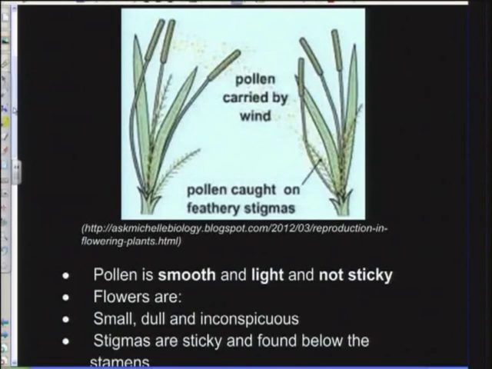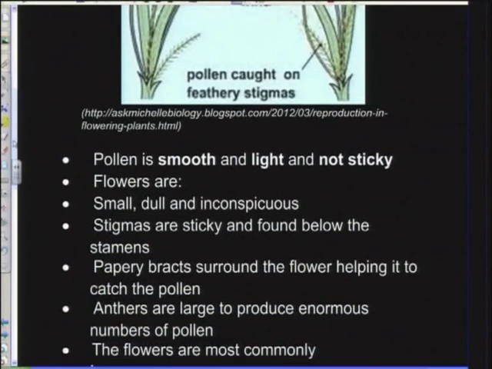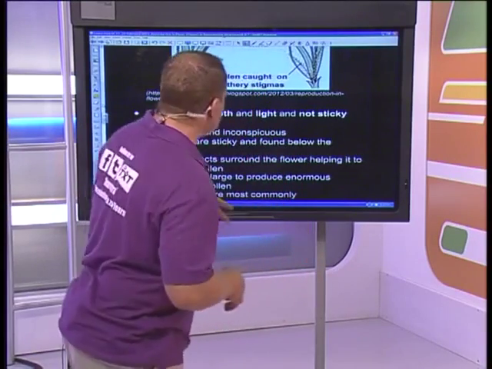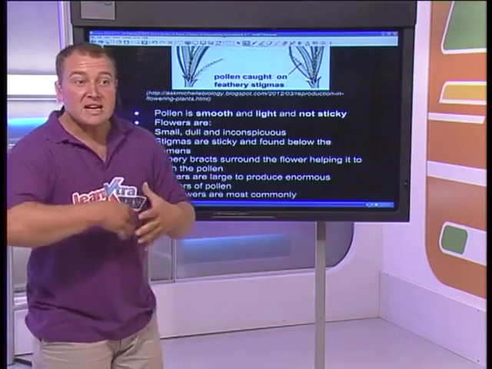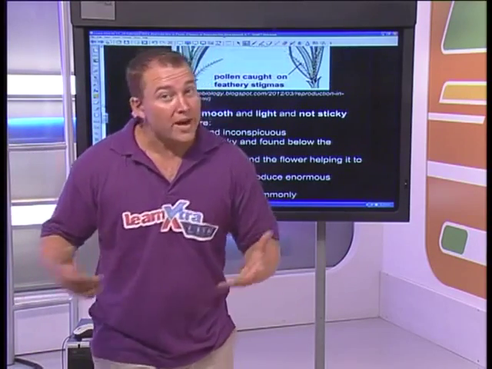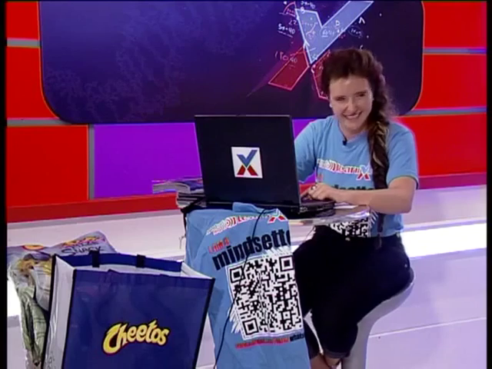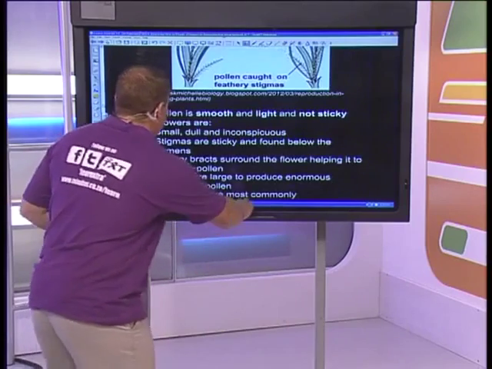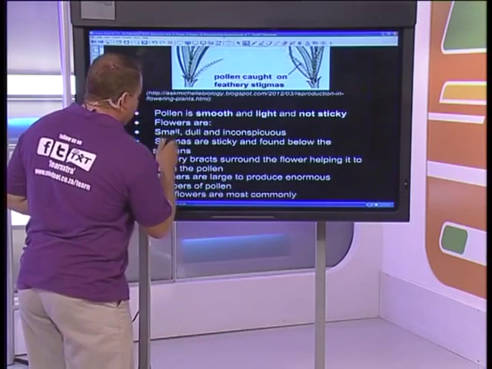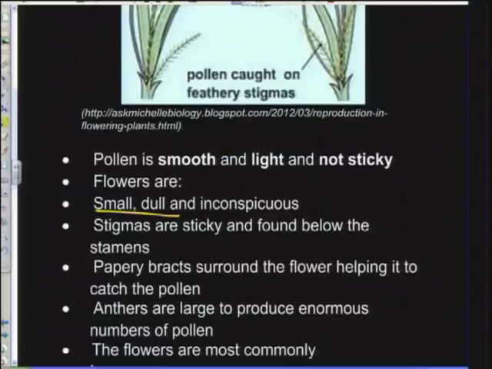Those things are very cool because the flowers are inconspicuous. They are very small and very dull. You don't need to see them, because they don't need to attract anything. The wind will blow whether it likes you or not. I think that's brilliant. No matter what, the wind will blow. If we have a look at the board, there we go. They are small, dull, and inconspicuous. Big word. Means you can't see them.